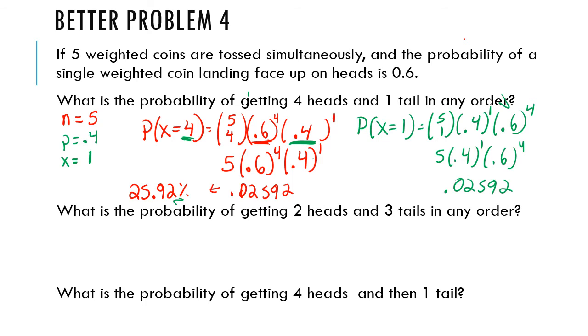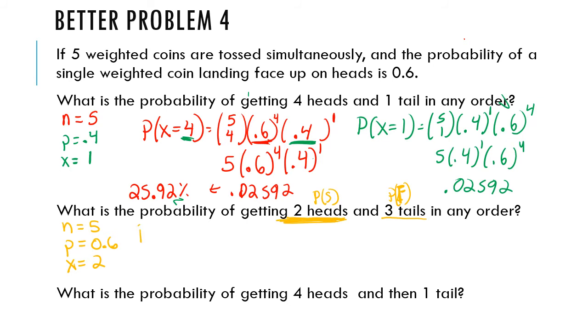All right, so for our next problem, it says, what is the probability of getting 2 heads and 3 tails? So the number of trials is 5. And this time, I'm going to define success as getting 2 heads. And therefore, 3 tails will be considered failure. So the probability of getting a heads is 0.6. My x will be 2, because once again, I'm defining success as getting 2 heads.